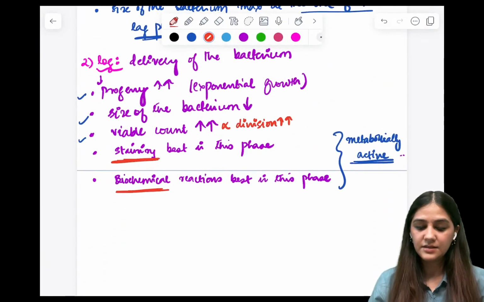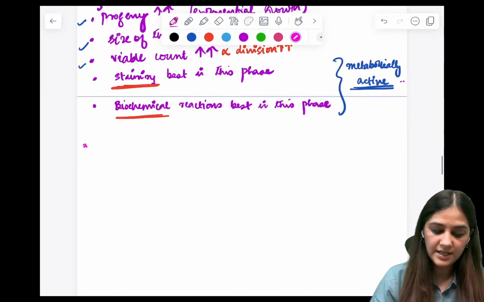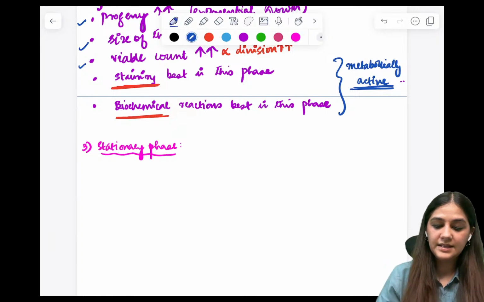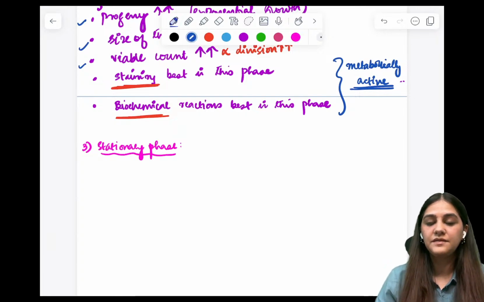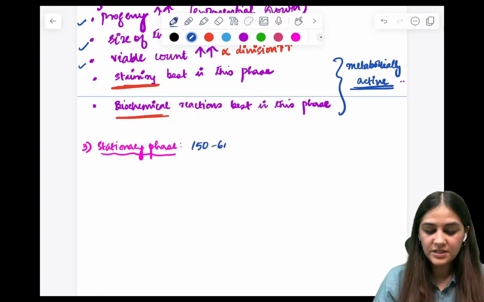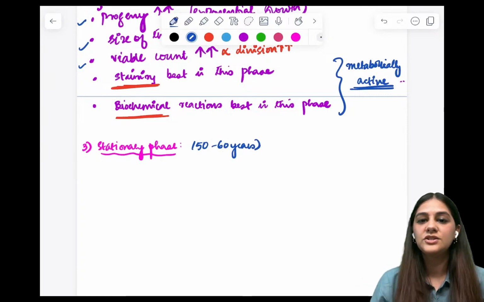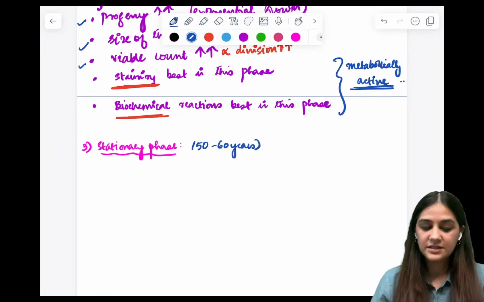I've already discussed the log phase. Then what is the third phase? Now let's talk about the stationary phase. It's a very, very important phase, right? So now what is going to happen here is, let's think this phase is something when the bacterium has reached maybe 50 to 60 years of age, right? So now the delivery has happened, the babies have been born, now the bacterium has reached the age of 50 to 60 years, right?